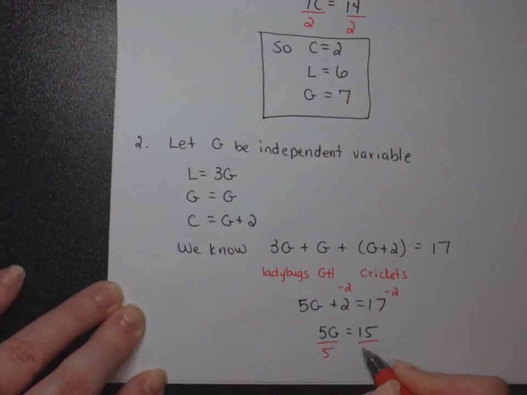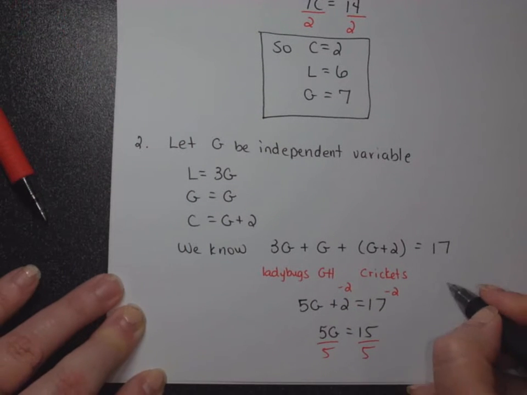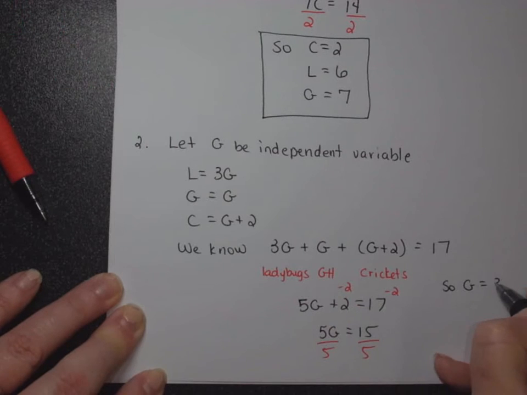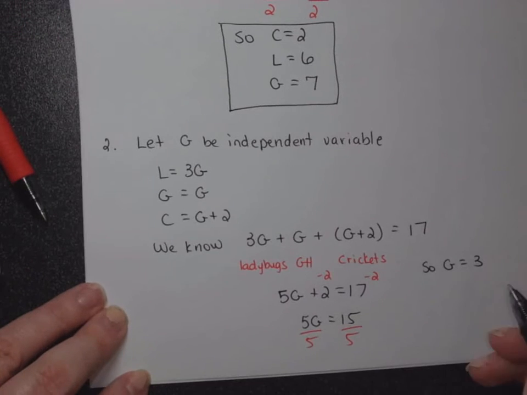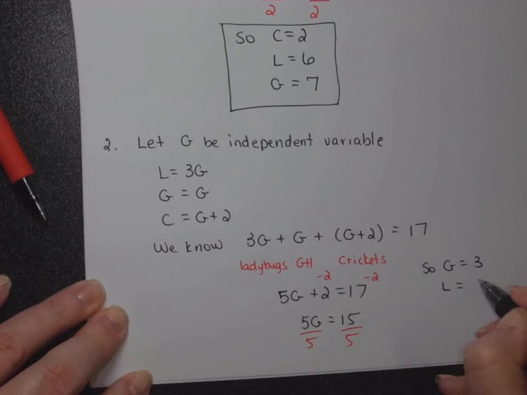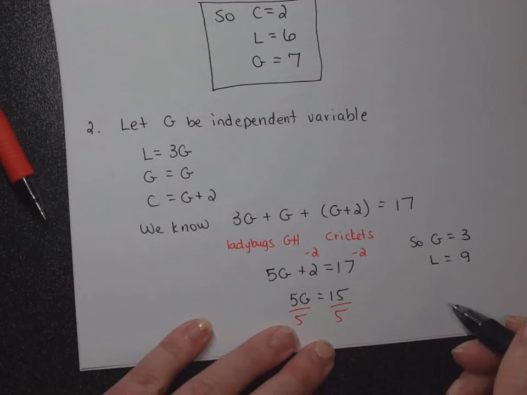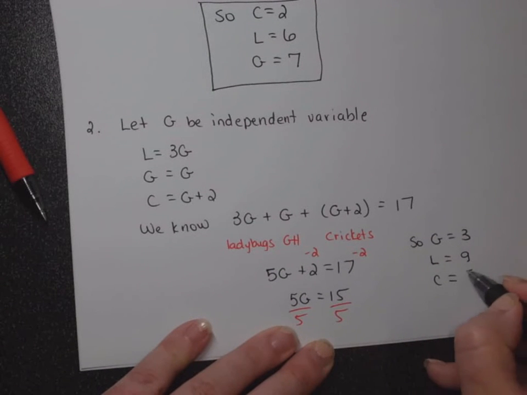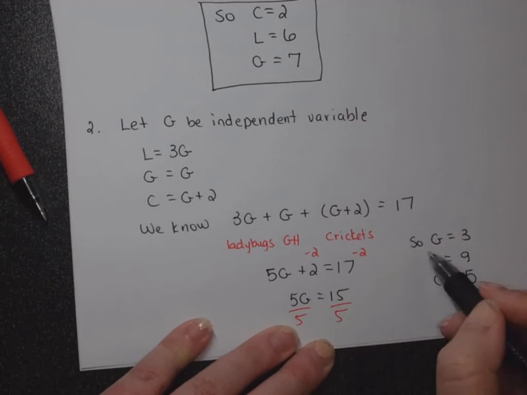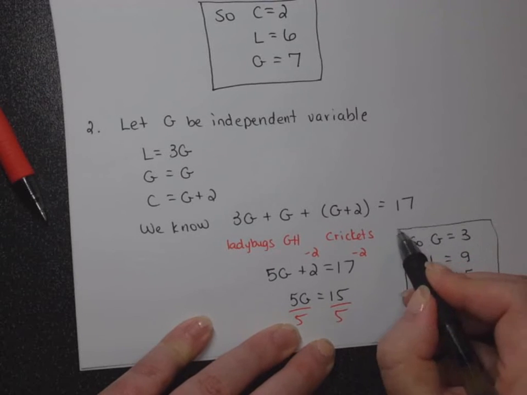And then divide by 5. So we know that it looks like g is 3. So ladybugs is going to be triple that, or 9. And then crickets is going to be 2 more, which is 5. And again, we can check our answers, right? If we add all those up, we do get 17.